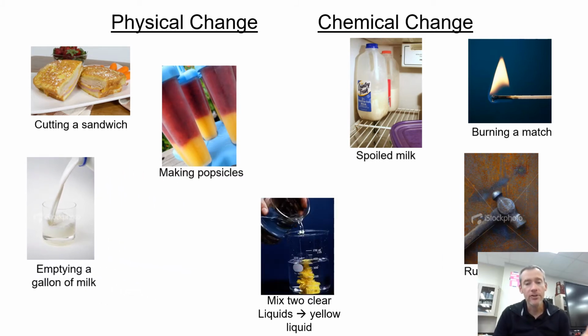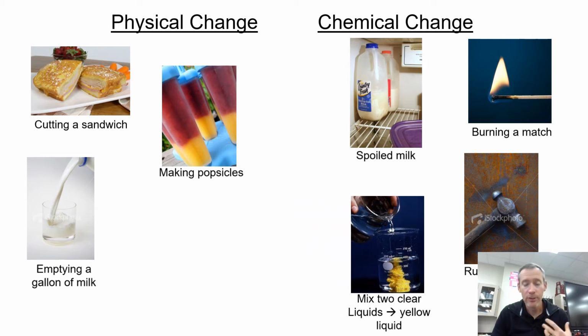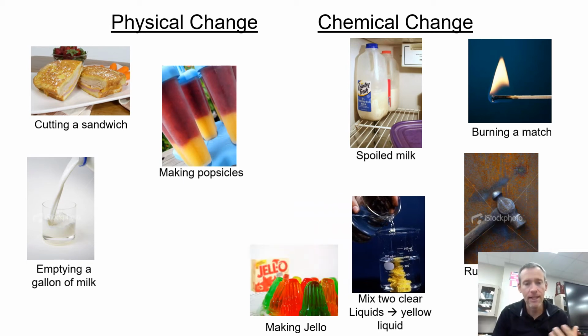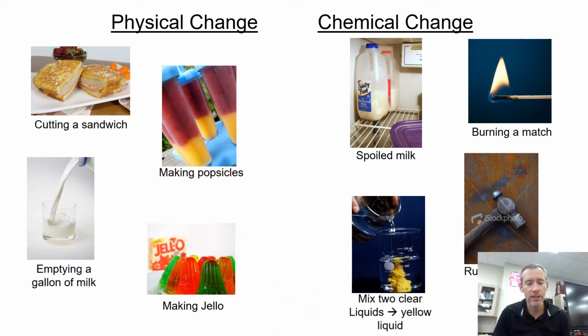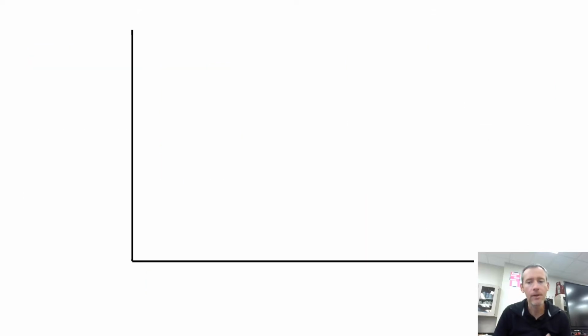Mixing two liquids and turning them into a yellow liquid, that is a change in color, so that is going to be a chemical change. And you're making a solid. Making Jello, that is a physical change. We can warm it back up and you still get the liquid back. Okay, all right, so those are a quick review of chemical and physical changes.